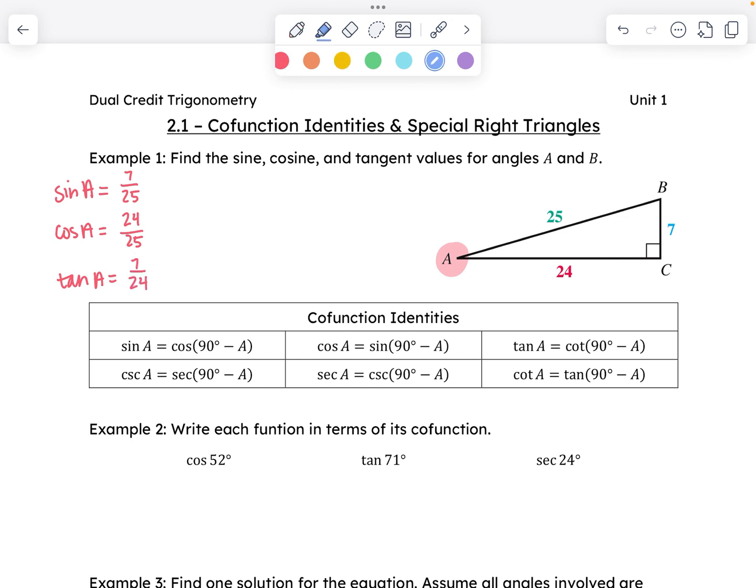Then when I move to angle B, remember our opposite and our adjacent are going to change, but our hypotenuse is still the same. When I go to angle B, sine of B would be 24 over 25. Cosine of B would be 7 over 25. And tangent of B would be 24 over 7.